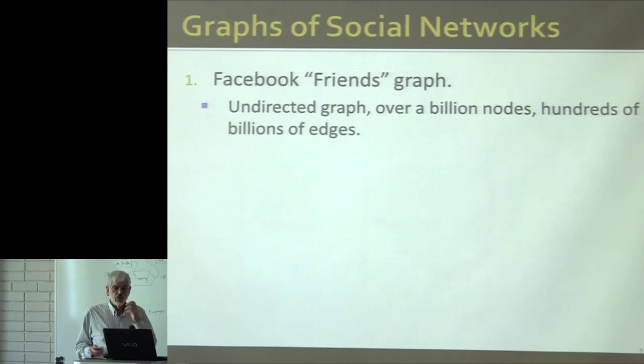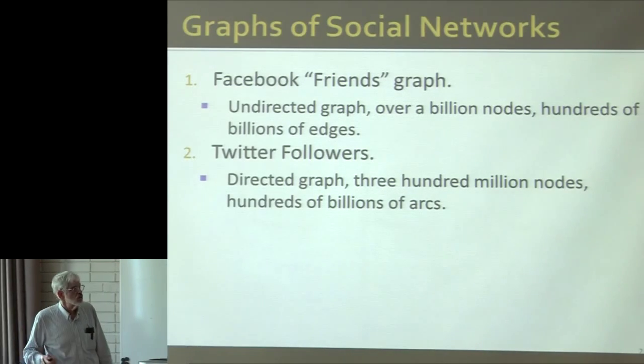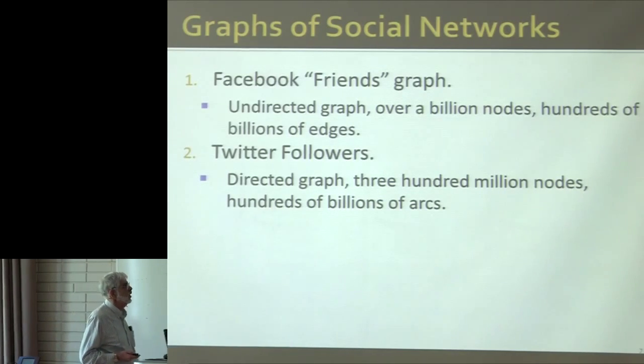But first of all, it's huge. It's got 1 billion nodes, and there are hundreds of billions of edges. I assume everybody understands that Facebook's subscribers are the nodes, and the edges mean subscribers that are friends. Twitter followers, you've got about 300 million nodes these days. Again, that's a subscriber.